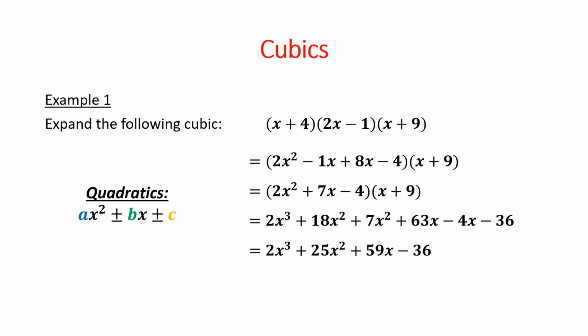Notice quadratics are in the form of a times x squared plus or minus bx plus or minus c, while cubics appear in the form of some number times x cubed plus or minus some number times x squared plus or minus some number times x plus or minus some constant d. And that's the form we've got it in.